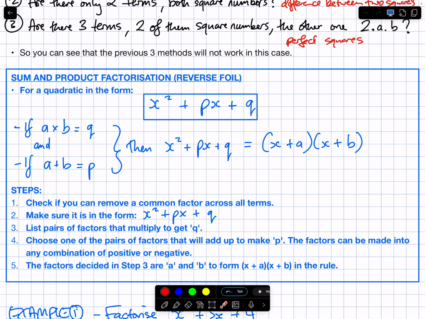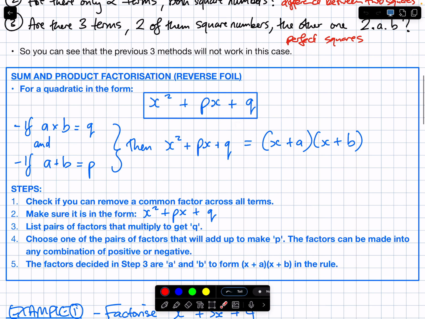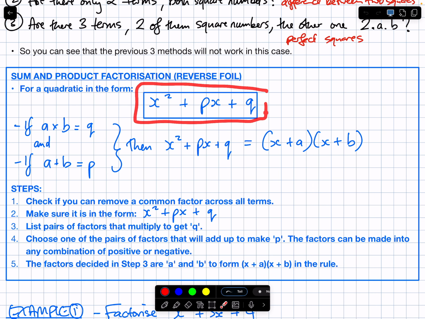Why is it called sum and product factorization? If my quadratic looks like this, x squared plus px plus q, if I have two numbers that times together to get q, that's what product comes from, that's why it's called sum and product. And if I have those same two numbers add together to get p, it factorizes to this. And okay, I agree. That rule doesn't make sense right now. It will when we do an example.